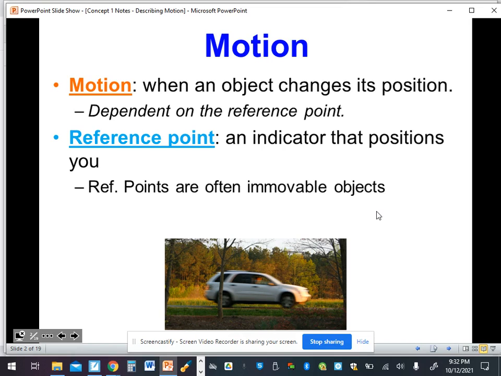They don't always have to be. I'll give you an example here in a bit of how you could still use a reference point that's not necessarily immovable. So if you were on a bus in a big city and you look out your window, and you're trying to decide, okay, is the bus moving, or is the rest of the traffic moving, like the cars outside your window? Are they moving, or are you moving? Because it'll depend on where you're sitting.